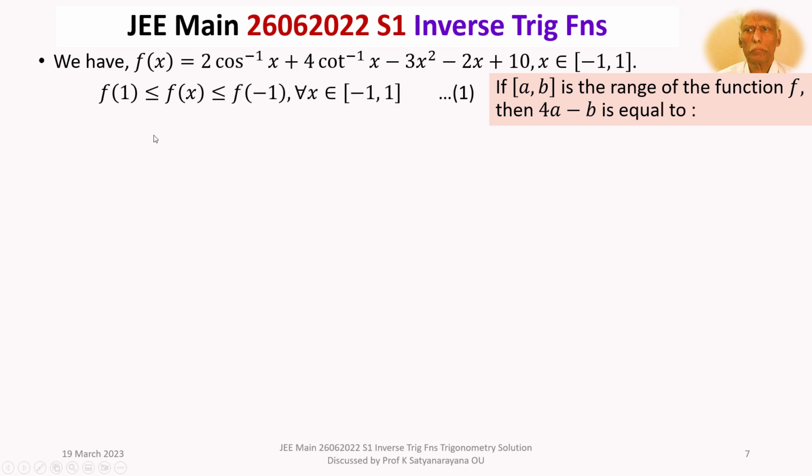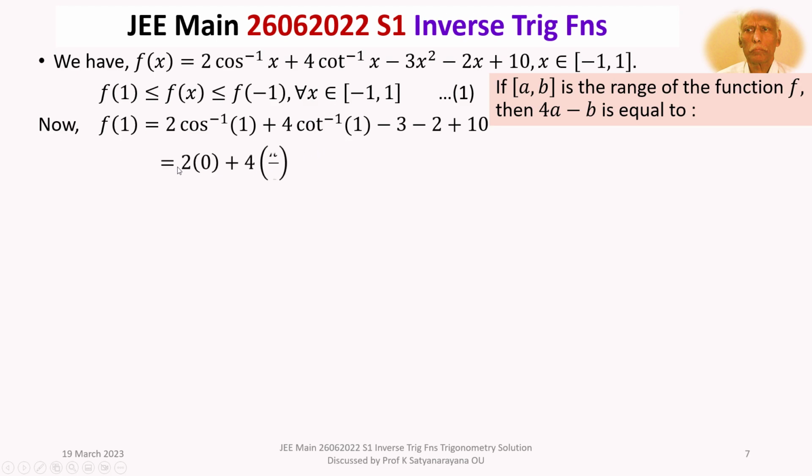So that's the given problem, and what we have is the inequality 1, what we have written, f of 1 less than or equal to f of x less than or equal to f of minus 1 for all x belongs to the closed and bounded interval minus 1 to plus 1. Let us see what is f of 1. F of 1 is 2 cos inverse 1 plus 4 cot inverse 1 minus 3 minus 2 plus 10. 2 cos inverse 1 is 0. Cot inverse 1 is pi by 4. So 2 into 0 plus 4 into pi by 4 minus 3 minus 2 plus 10. This will be pi plus 5.